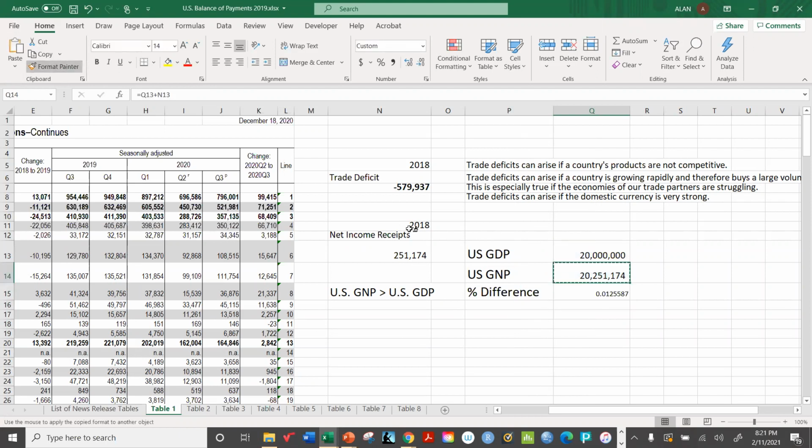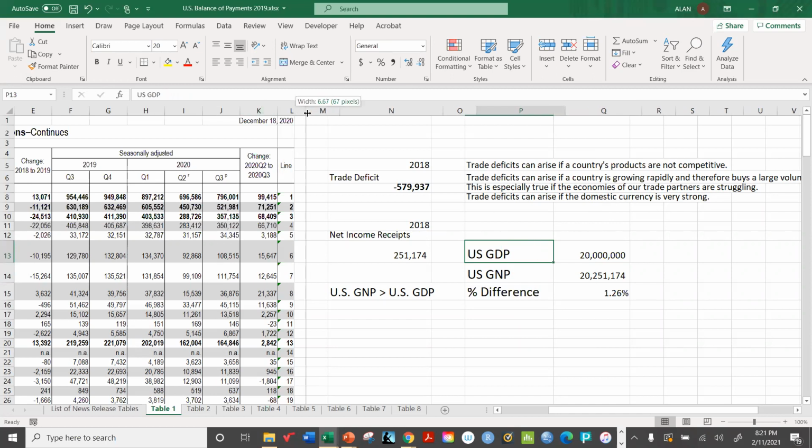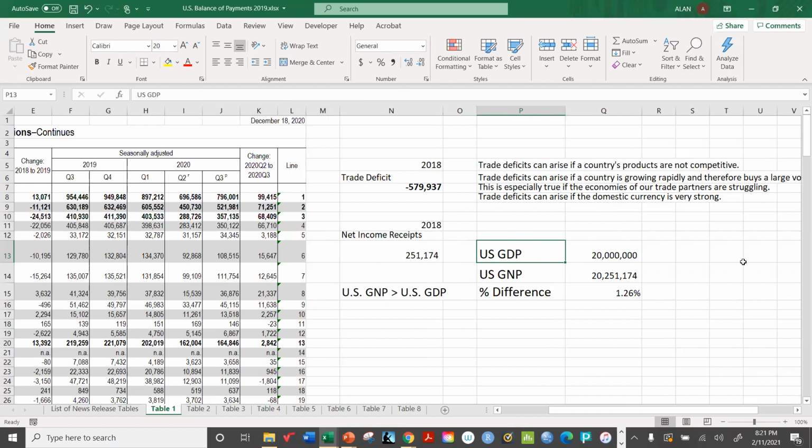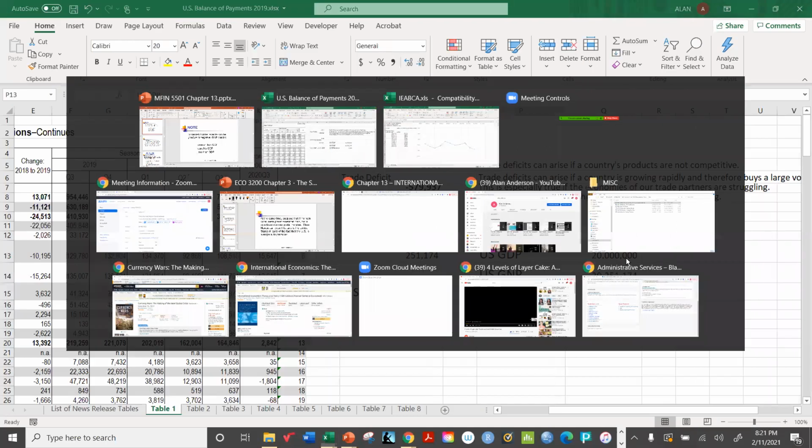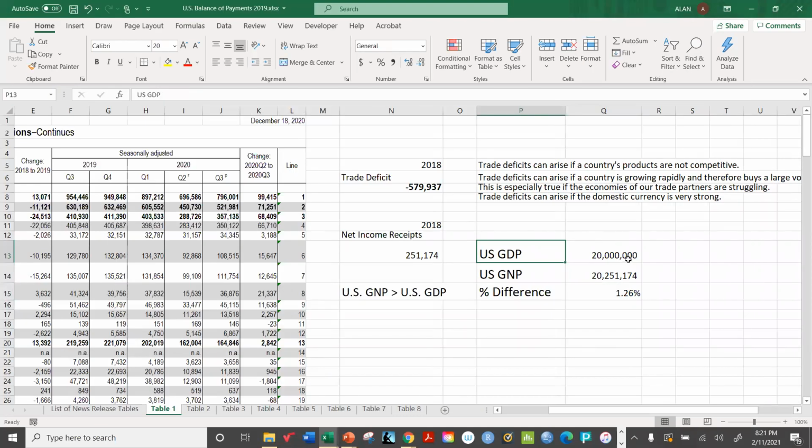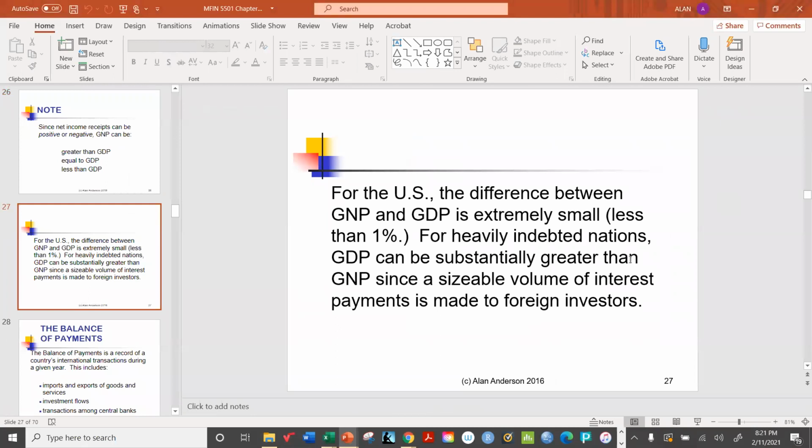Okay, so what does that look like? This is 1.326%. So you can see why, for the US, it's a trivial difference. It almost doesn't matter which one we use to represent national income, which is what we usually do. But for many other countries, especially countries that have large deficits, the difference can be very, very considerable. So for the US, remember, it's not that big of a deal.